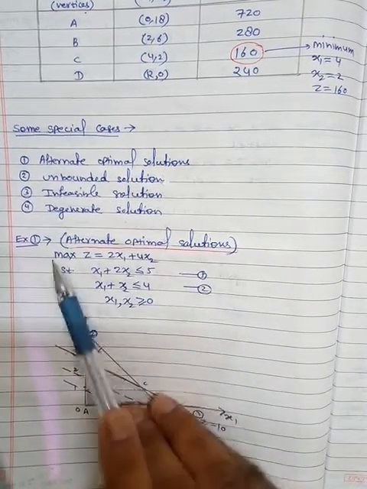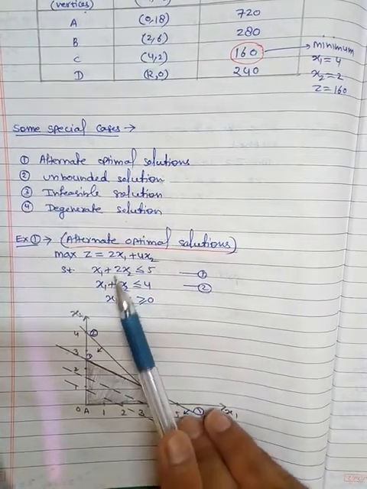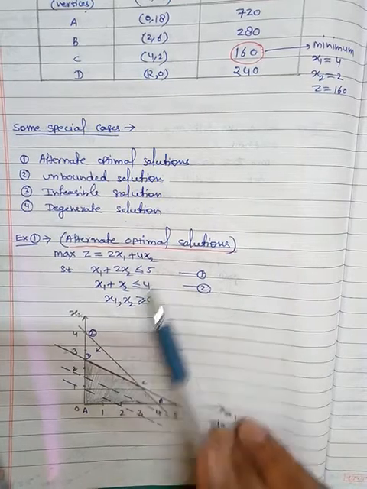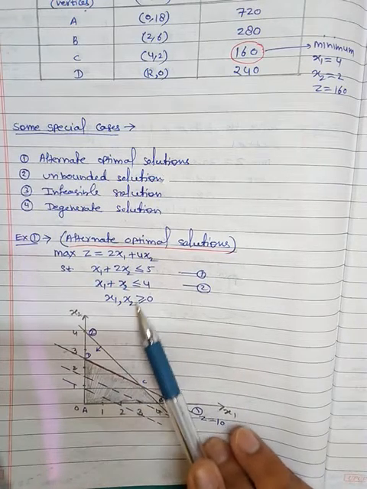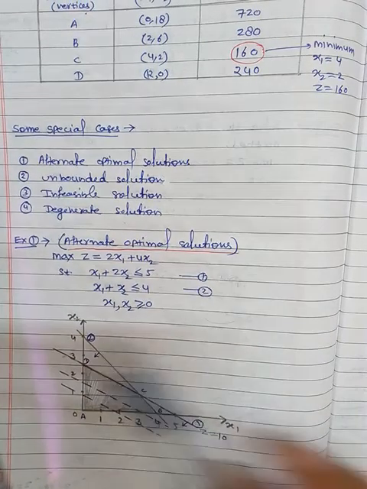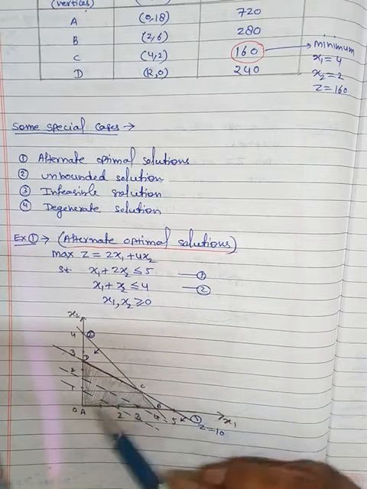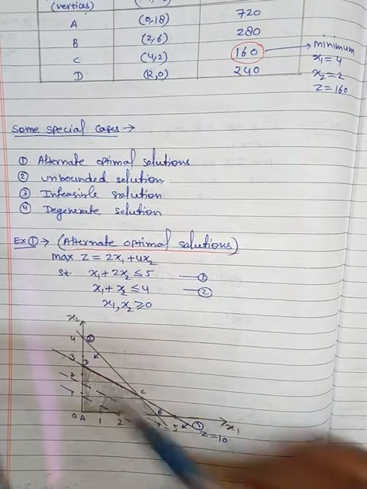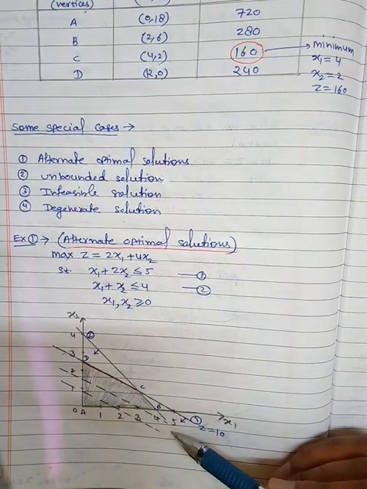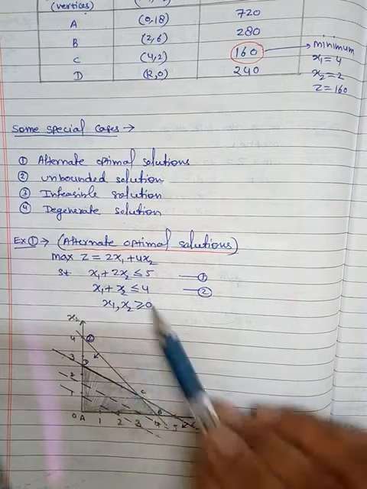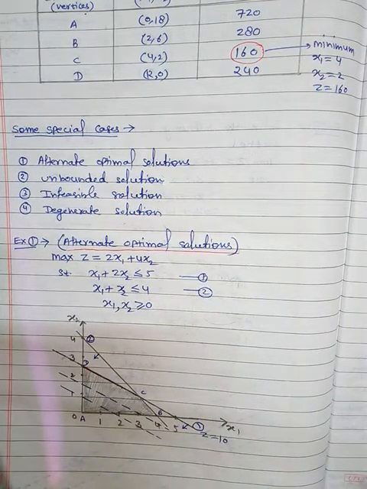So we have taken one example. Maximum z is equal to 2x1 plus 4x2 subjected to x1 plus 2x2 is less than or equal to 5, then x1 plus x2 is less than or equal to 4, and x1, x2 are greater than or equal to 0. So when you draw these limitations, then we will have the shaded area. This one is the first constraint, this one is the second constraint, and the non-negativity conditions show that we will consider only the positive axis.